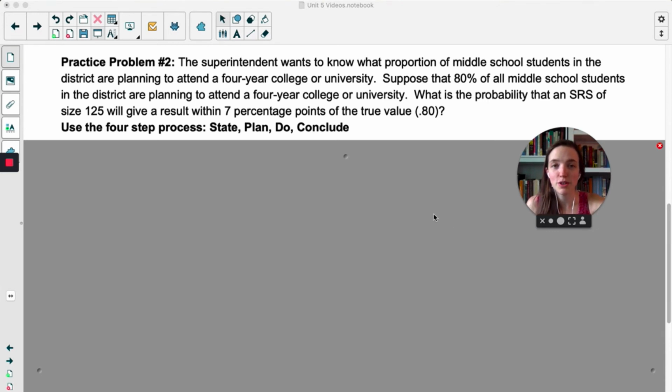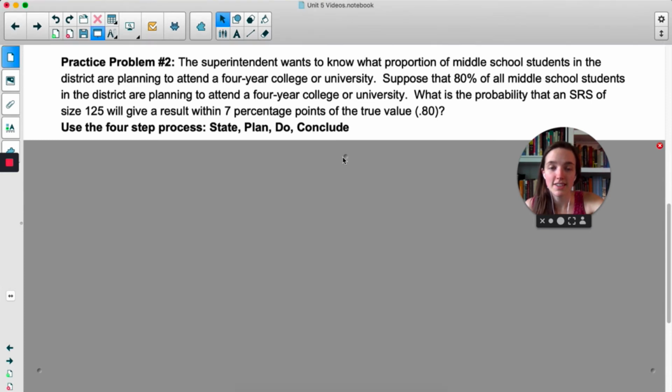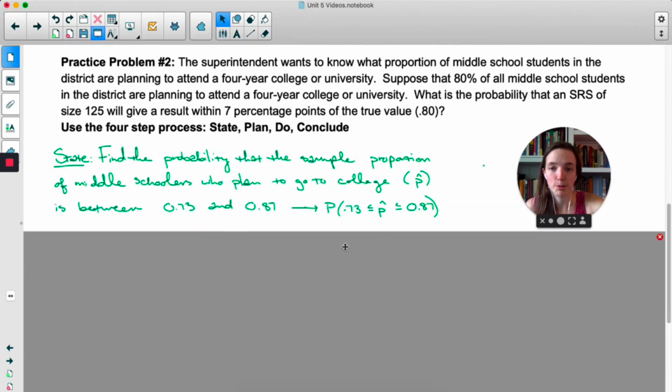So with the state, plan, do, conclude process, what this is helping you do is make sure that you have all the conditions met before you do a calculation. The state step is very simple. You just have to restate what you're supposed to find with context. Context is so important in these questions. So we want to find the probability that the sample proportion of middle schoolers who plan to go to college, we'll call it p hat, is between 0.73 and 0.87. Notice that I said of middle schoolers who plan to go to college. You want to make sure that in your state step, it couldn't be just written about any problem in any context. You have to say students going to college, all that stuff.